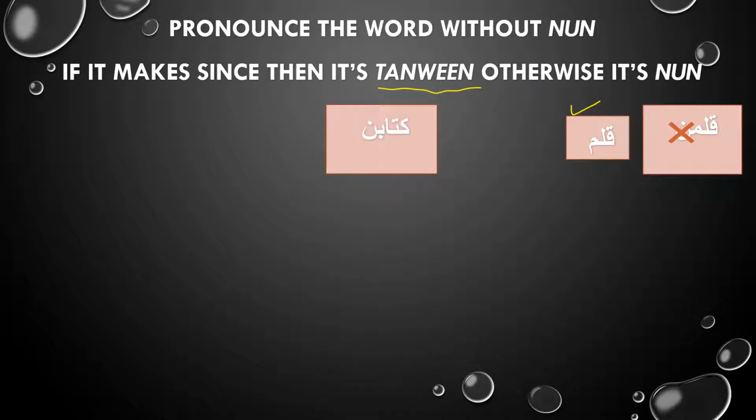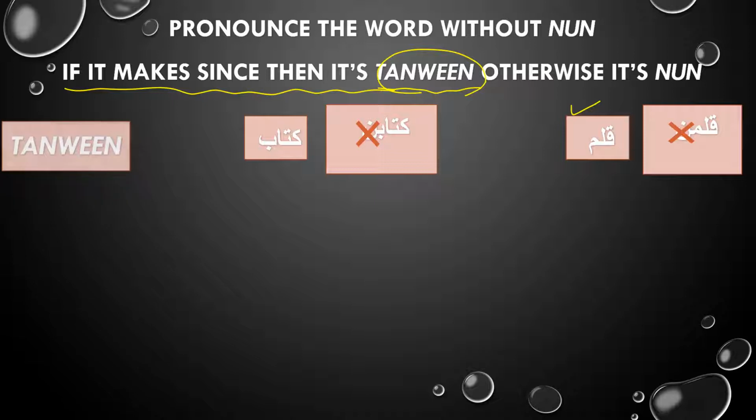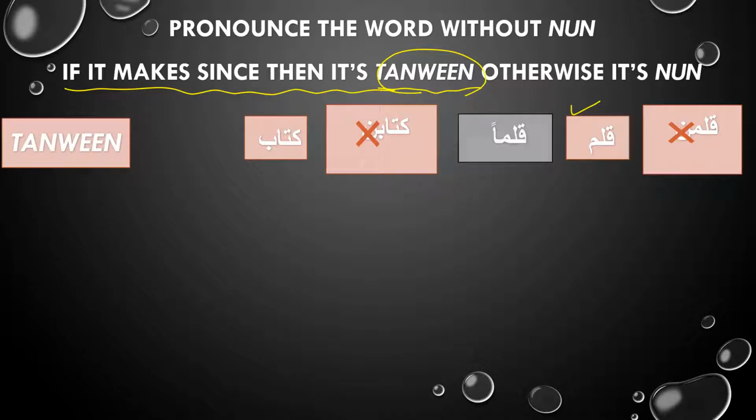Let's see كتابا. Take off noon. Can I say kitab, book? The answer is yes. So if it makes sense, then it's tanween. Then I can say قلمان, كتابان. You never add noon at the end. So the best way to do it, again, add noon. After you add noon, take it off. If the word makes sense after you take it off, then it's tanween.